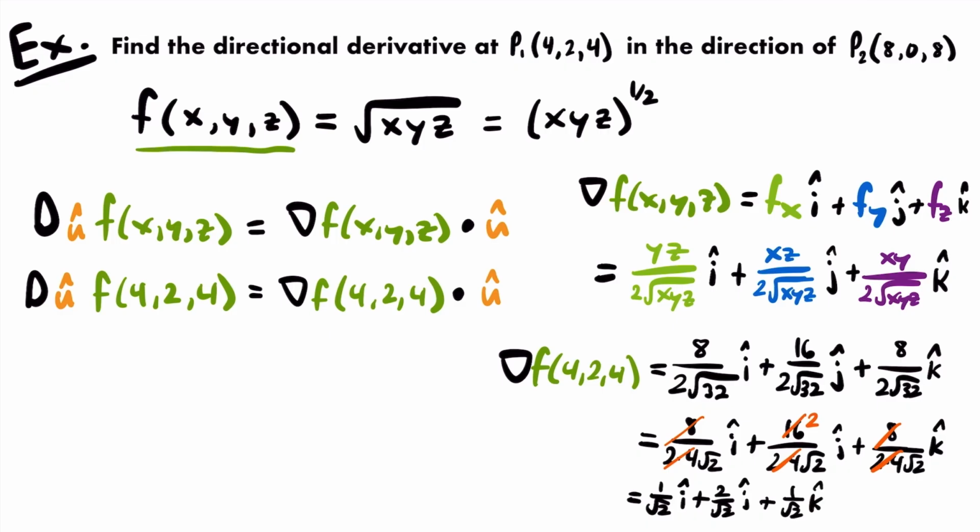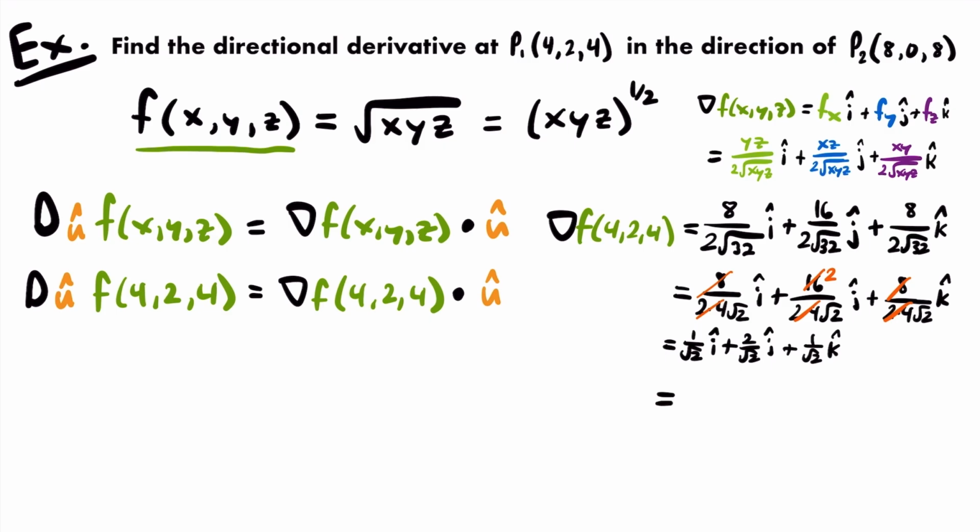All right, and then to make things simpler later, when we do this dot product, I am going to pull out a common factor from these 3 components, that being 1 divided by the square root of 2. You can pull it out of all 3 of these components. So here's what that looks like. Our gradient vector will be 1 divided by the square root of 2 times 1i plus 2j plus 1k. All right, and so that is the gradient vector at the point 4, 2, 4, which is half of what we need to find this directional derivative.